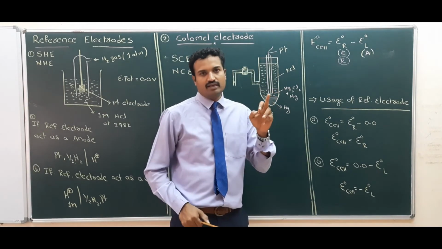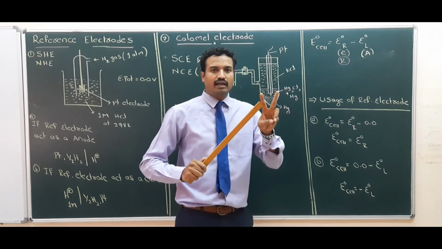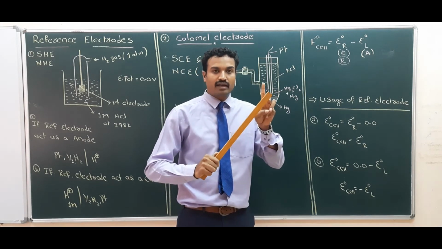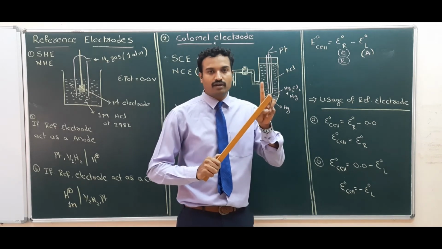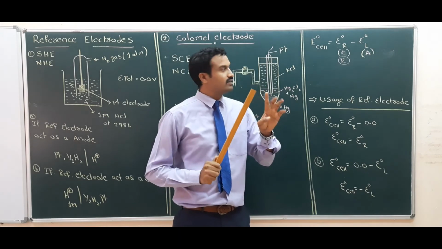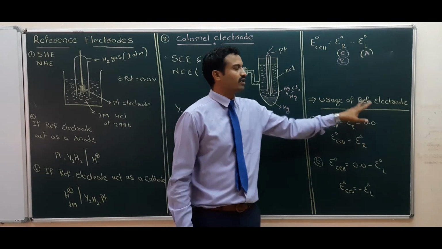In the same way, if you want to calculate the zinc electrode potential value, then in place of copper we connect the reference electrode, whose electrode potential value is known. Then we will get the value of zinc. This is the method of usage of a reference electrode.